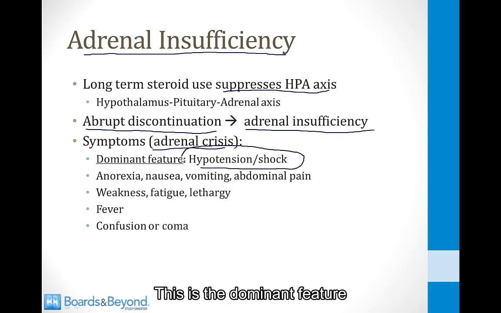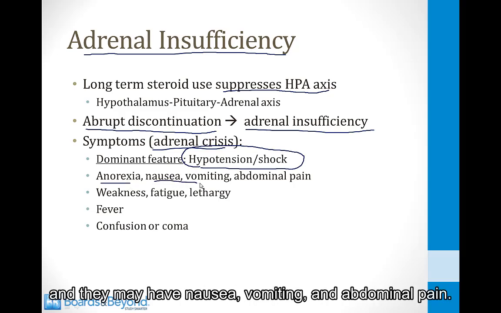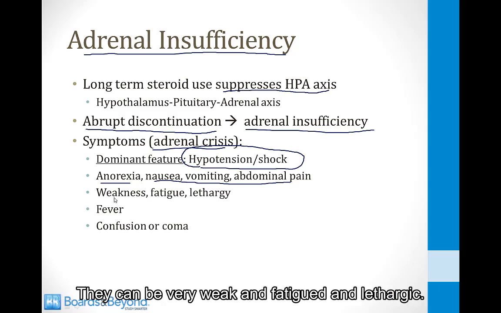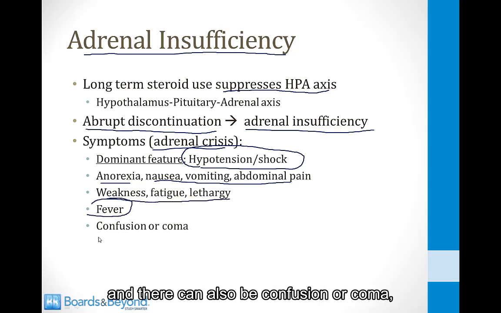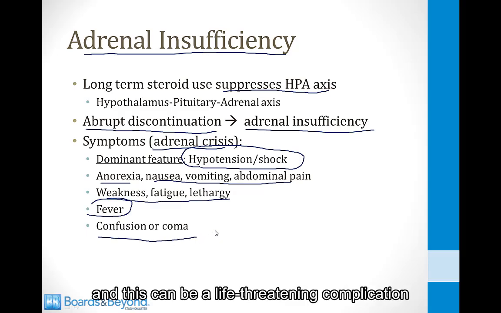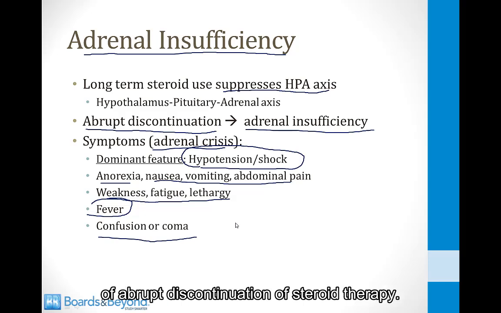This is the dominant feature of the way the patient will present. In addition, they'll have a poor appetite. They may have nausea, vomiting, and abdominal pain. They can be very weak and fatigued and lethargic. Sometimes there is a fever, and there can also be confusion or coma. And this can be a life-threatening complication of abrupt discontinuation of steroid therapy.